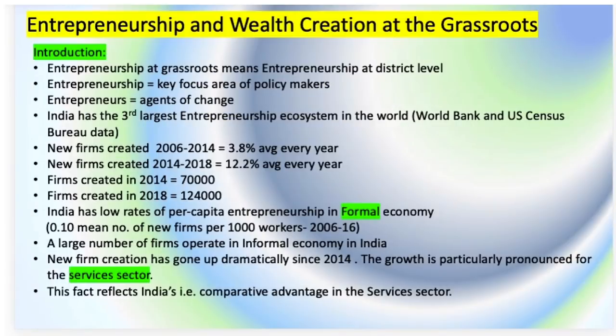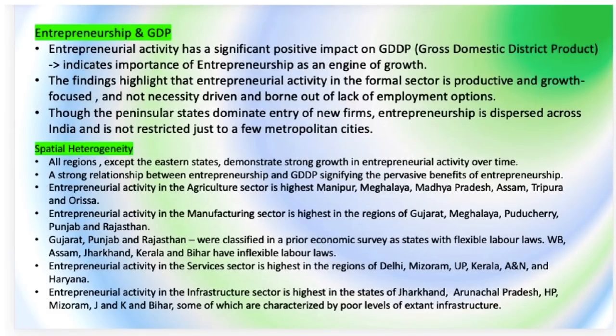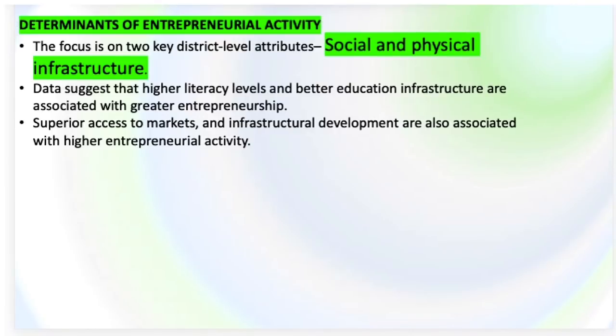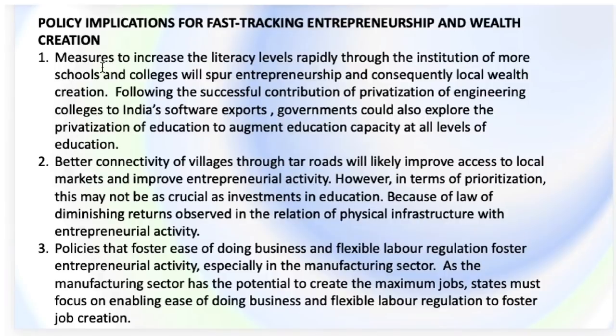So in the introduction, certain facts were given. Then entrepreneurship's relationship with the GDP at district level was given. It has a positive relationship. Then spatial heterogeneity was discussed: what kind of entrepreneurship activities are taking place in what kind of regions. Then determinants of entrepreneurial activity. We have focused on two key attributes: social and physical infrastructure. Then, of course, the policy implications. This is the crux of chapter 2.